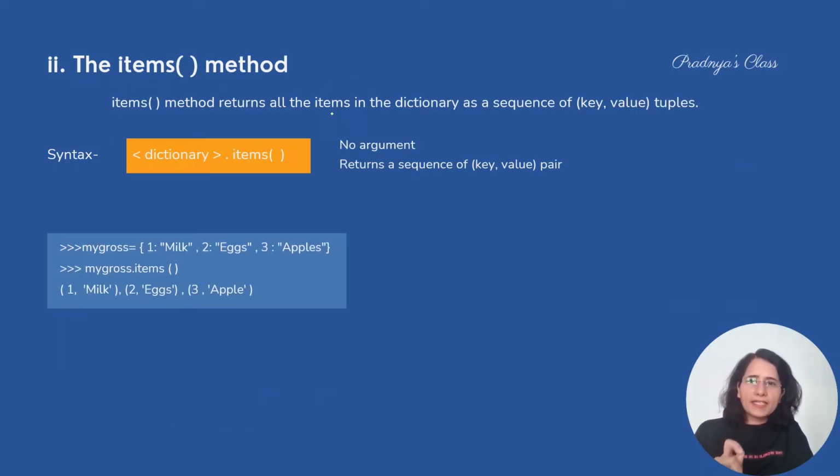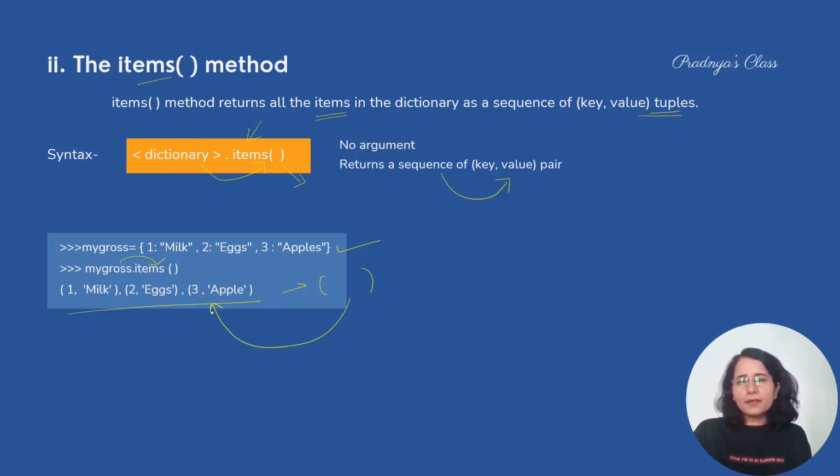If you want to access all the items in the dictionary, then you can use the items method. So here is the syntax for that. Dictionary.items. There is no argument for this items method, and it returns a sequence of key value pairs in the form of tuples. Consider one simple dictionary on which I applied the items method. You can see here we are getting the key value pairs. You know tuples are enclosed in brackets, so you can see here these are in brackets.